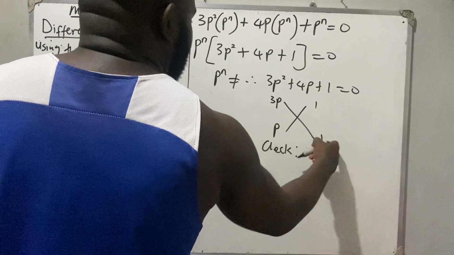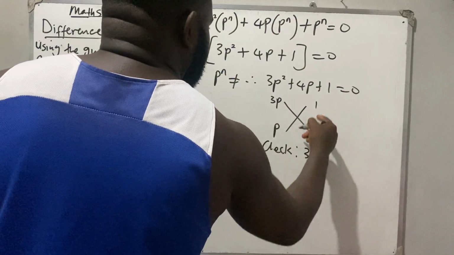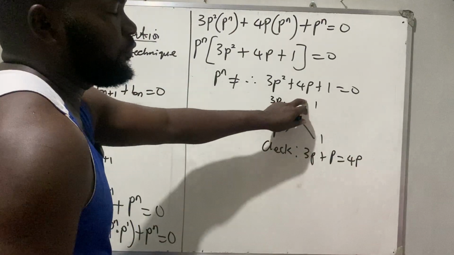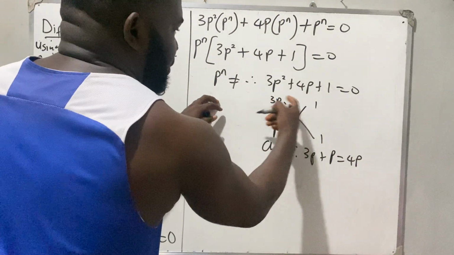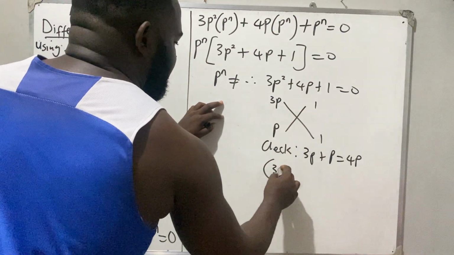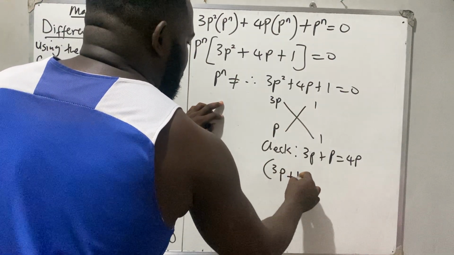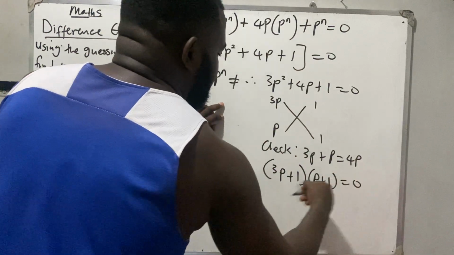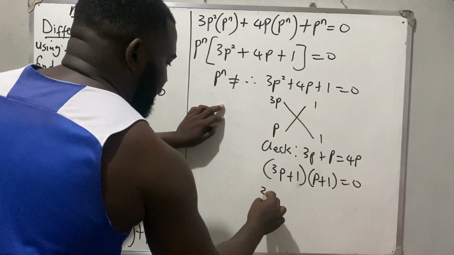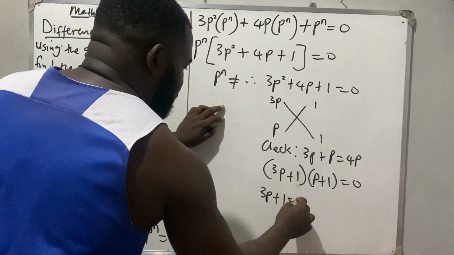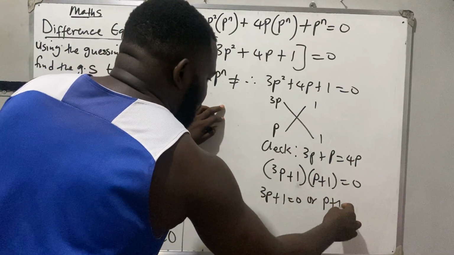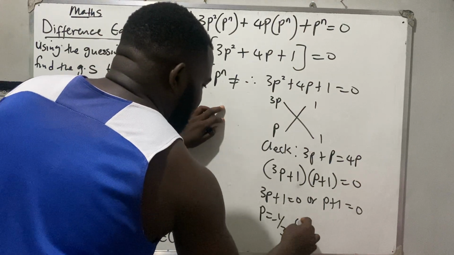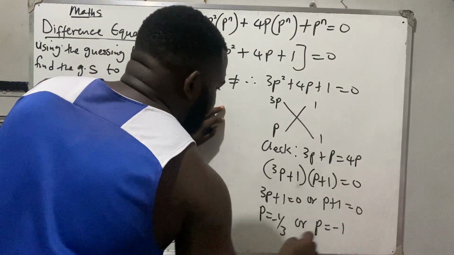To check, this time this will give you 3p plus, this time this will give you p. And both of them are giving me 4p. Immediately they gave you 4p, that is in the middle. Your answer becomes these two people: 3p plus 1 and p plus 1 is equal to 0. So finally we have that 3p plus 1 is equal to 0, or p plus 1 is equal to 0. So p here becomes minus 1 over 3, or p here becomes minus 1.